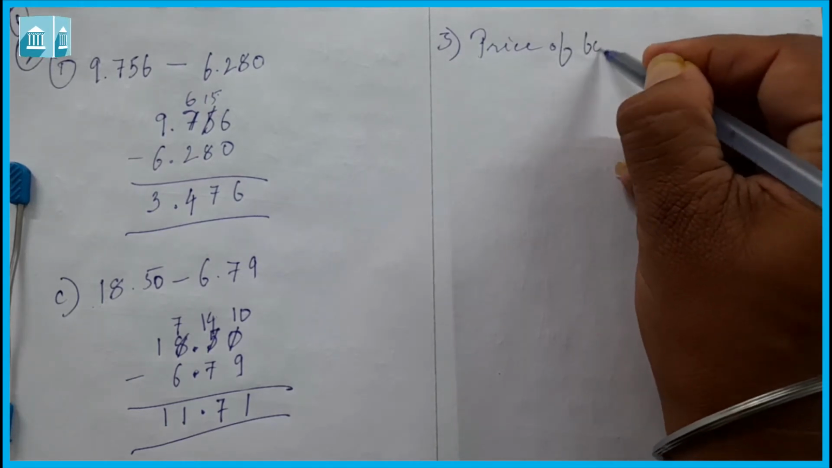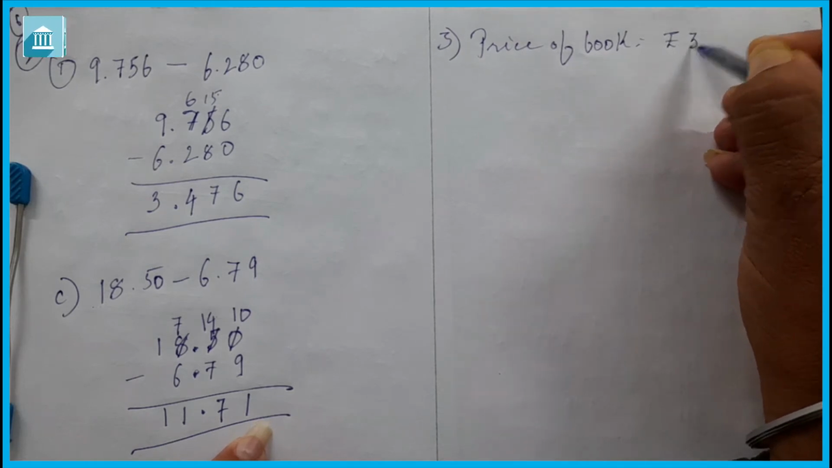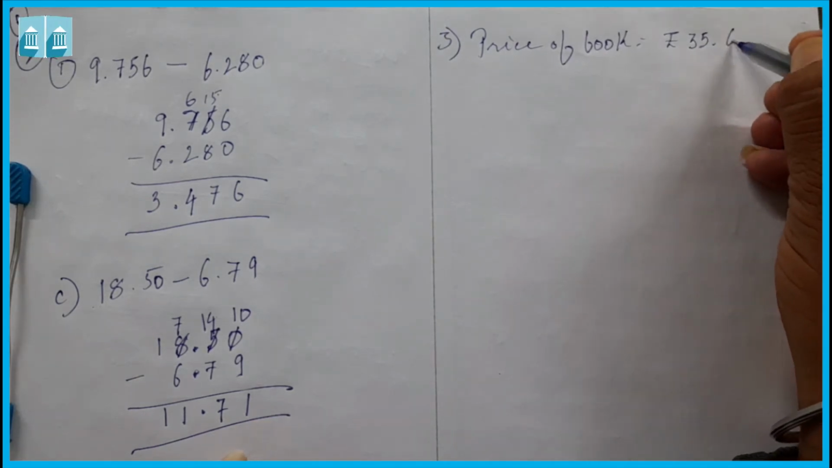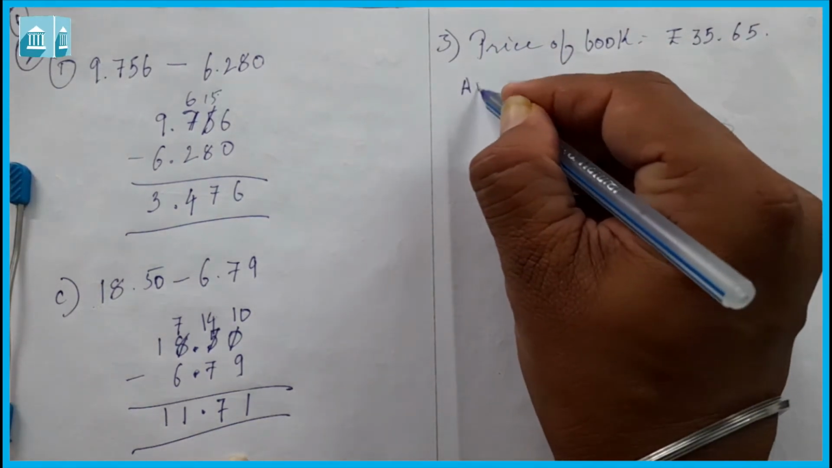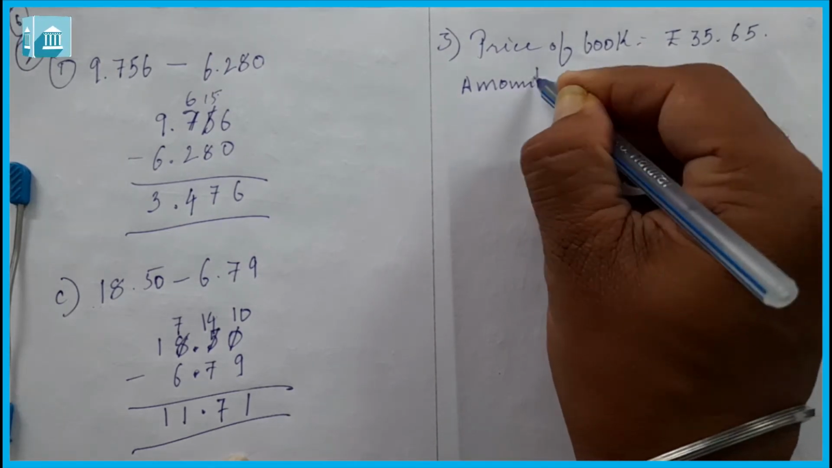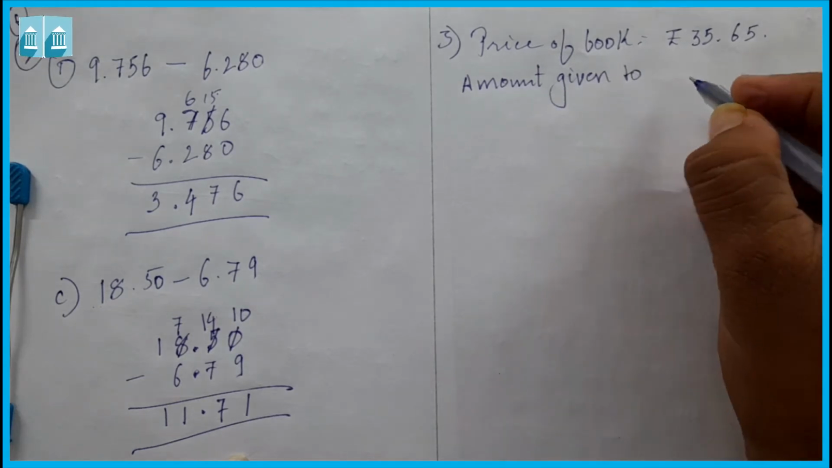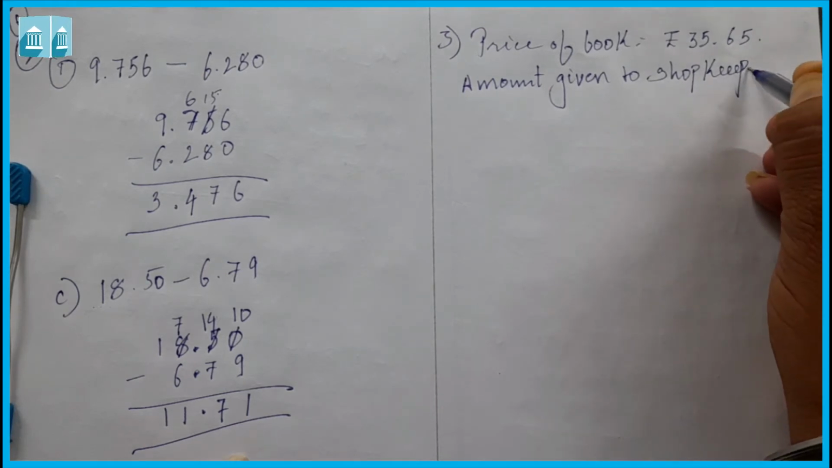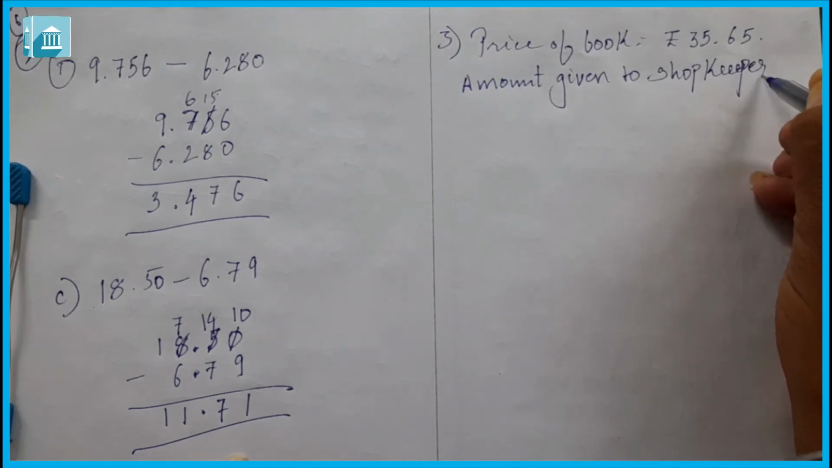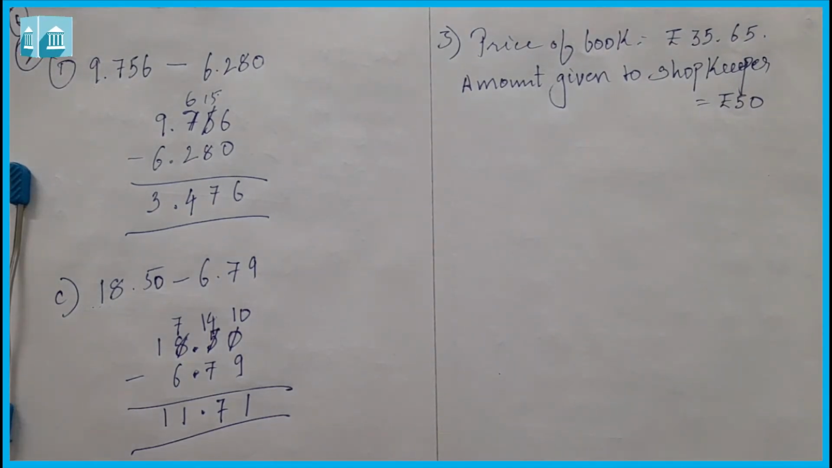Price of book is given, rupees 35.65. Then amount given to shopkeeper is equal to rupees 50. Here it is given that he gave rupees 50 to the shopkeeper. How much money will he get back?